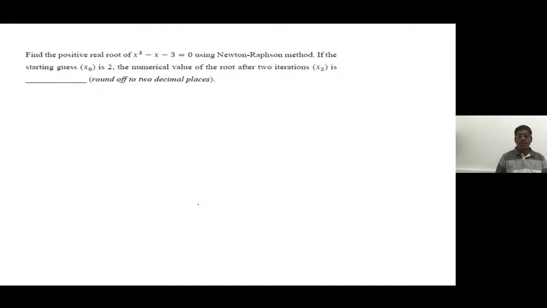Find the positive real root of x cube minus x minus 3 is equal to 0. This is a cubic equation. Usually the left side terms excluding 0 denoted by f of x. Usually the equation can be expressed as f of x equal to 0 using Newton-Raphson method. If the starting guess, also called initial guess or initial value, that is x0 value, is given to the numerical value of the root. This is numerical methods, that is approximations. After 2 iterations, they are asking x2 value, 2 decimal places.